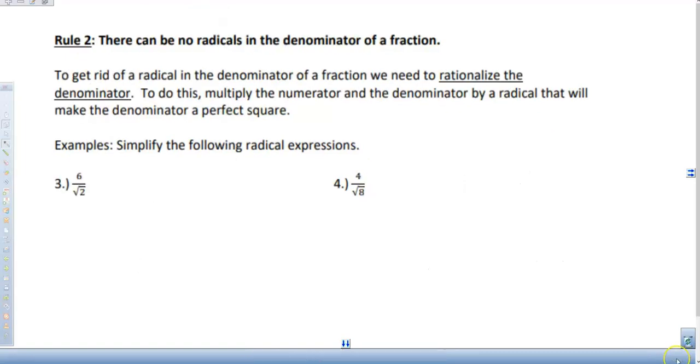simplify in one step. Rule number 2, there can be no radicals in the denominator of a fraction. So we want to get rid of any radicals that are in the denominator. And to do this, we need to rationalize the denominator. And so what we're looking to do is make the denominator a perfect square.